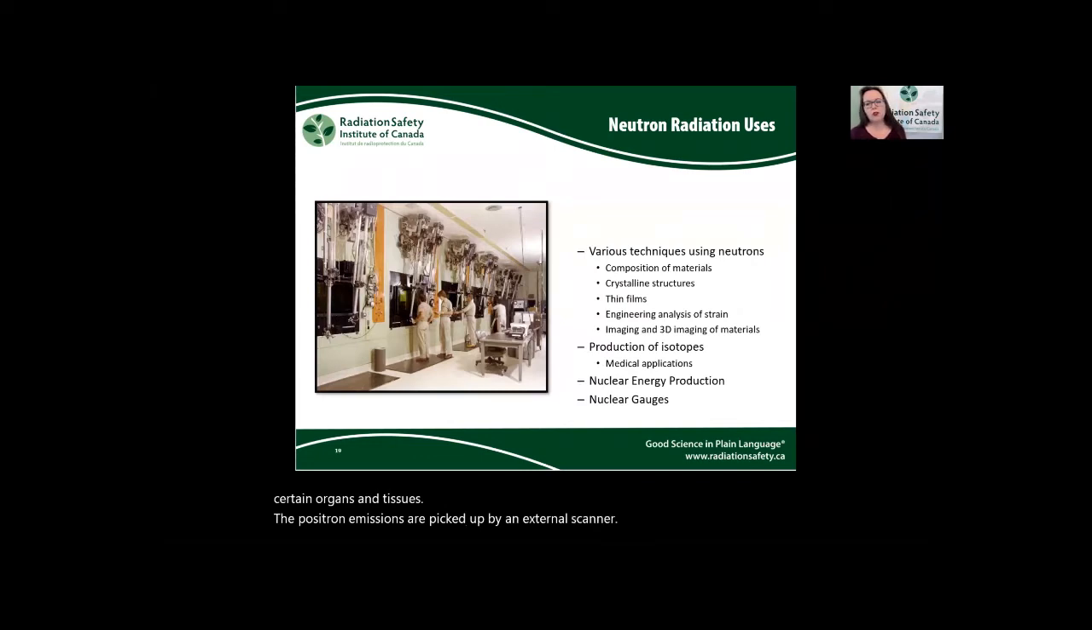Neutron radiation is extremely dangerous, highly regulated, and not found in most workplaces. When it is used, it is often for research or analysis purposes, such as exploring the composition of materials, crystalline structures, thin films, engineering analysis of strain, and imaging and 3D imaging of materials. It is also used in the medical production of isotopes, nuclear energy production, and nuclear gauges.